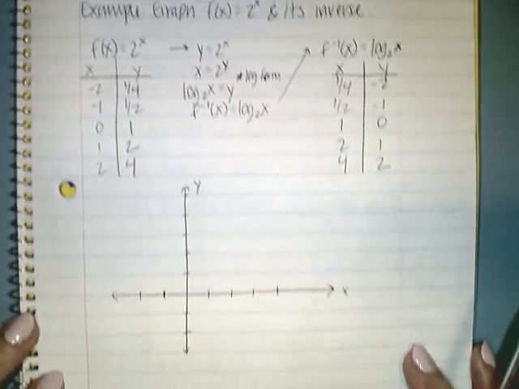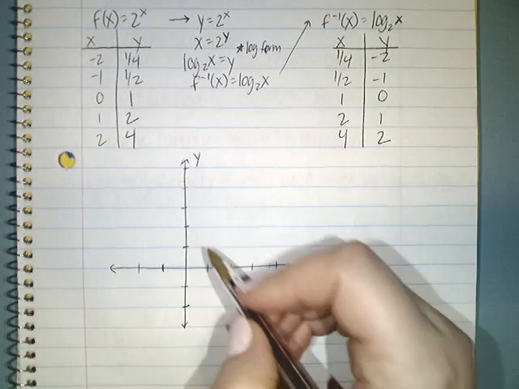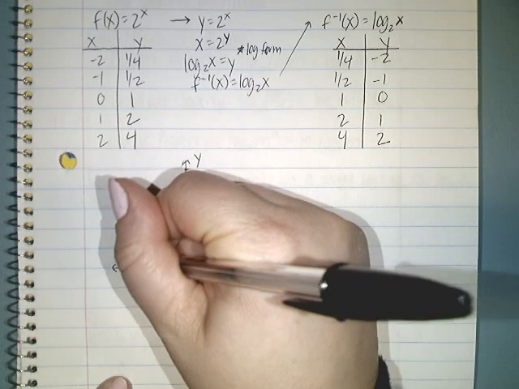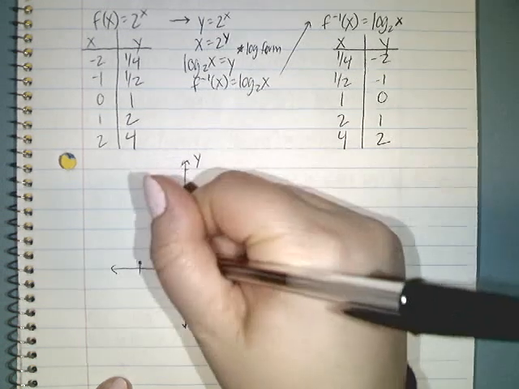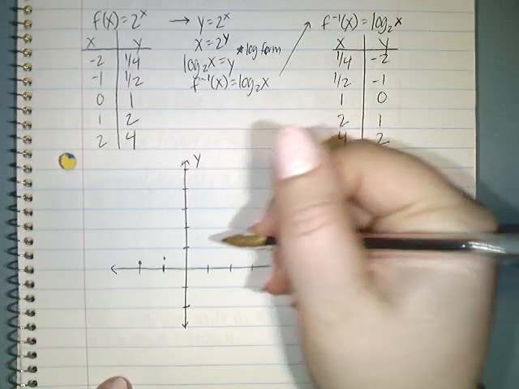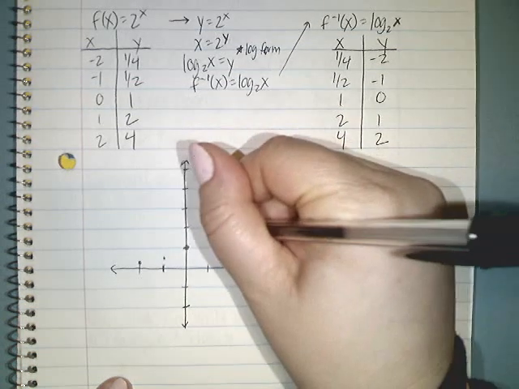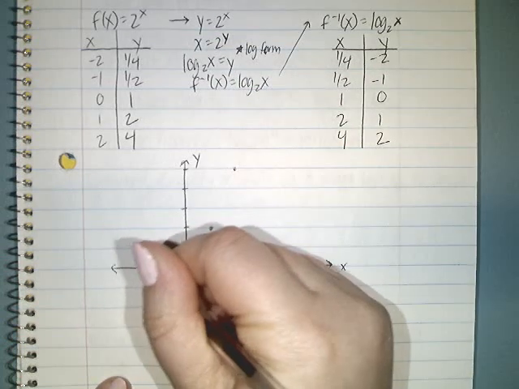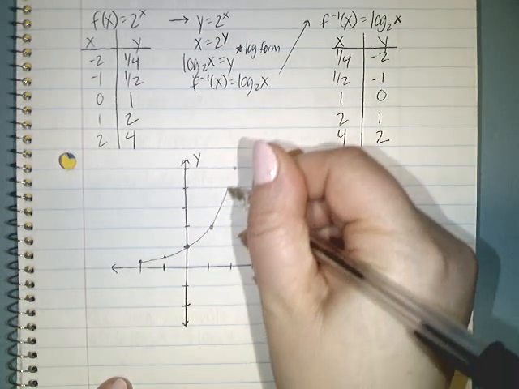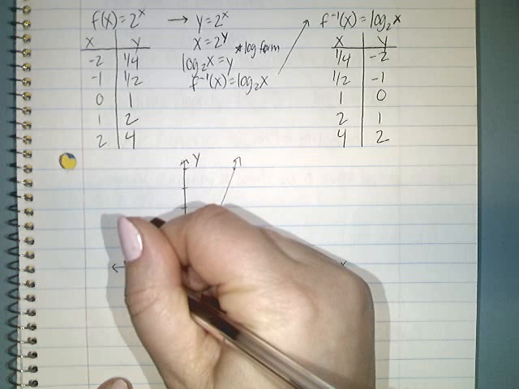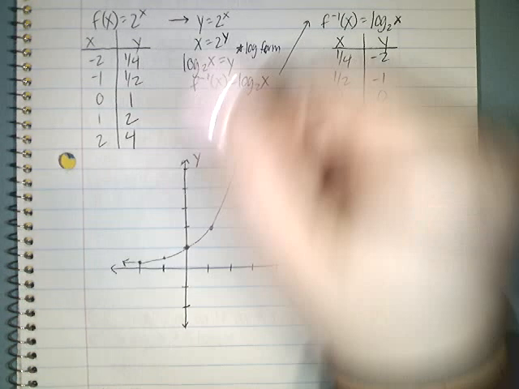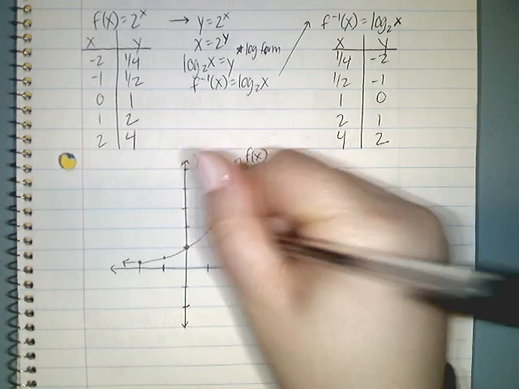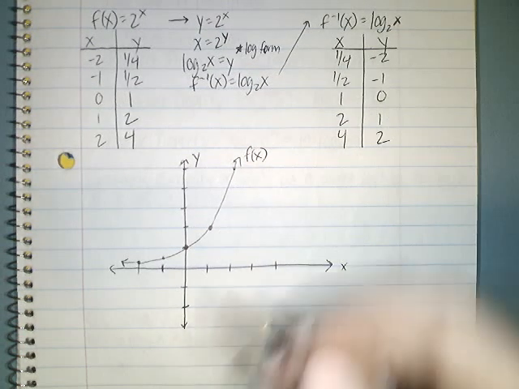So I want to now sketch this before we talk about the domain and range. For the first function, I have -2, 1/4, -1, 1/2, 0, 1, 1, 2, and 2, 4. So I'm going to sketch this exponential equation, and now I'll label it so we know which one's which. There's my original function.